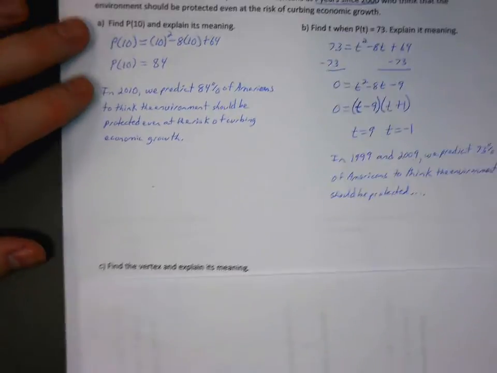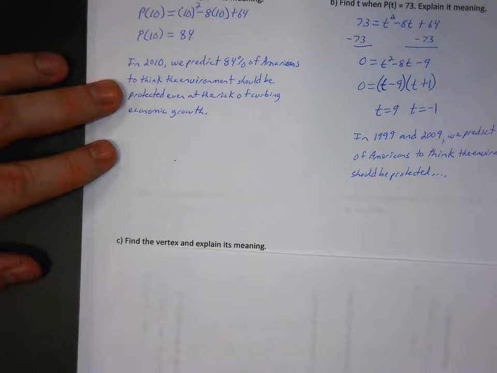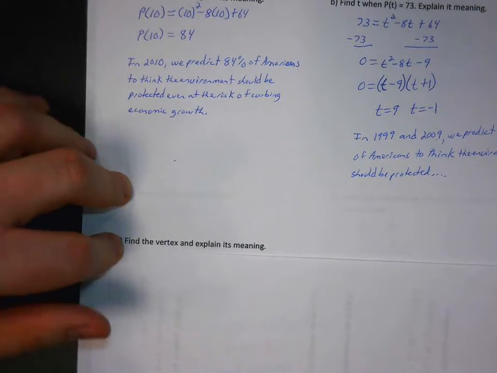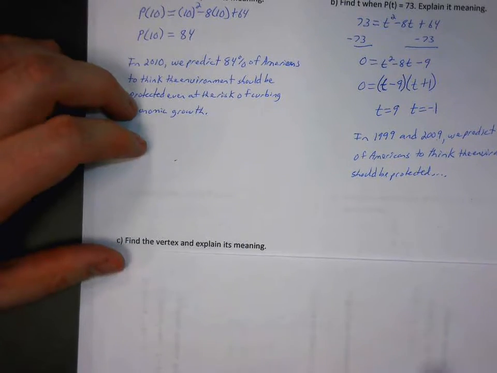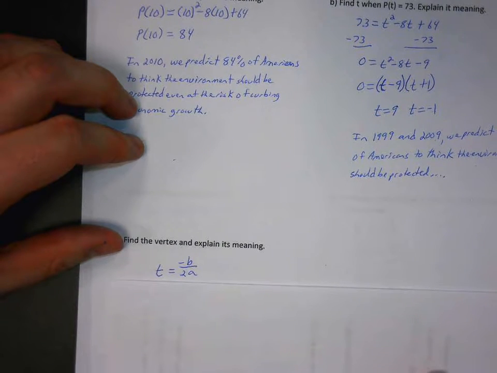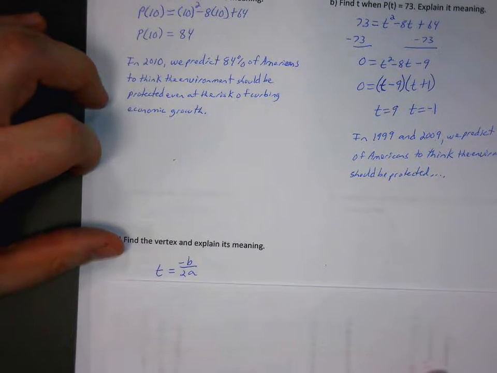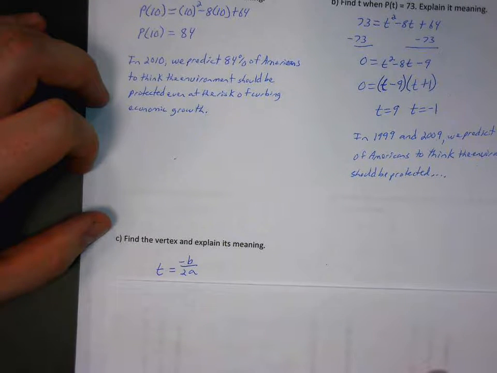Okay, part C, finding the vertex and explaining its meaning. Well, remember the vertex, you find the axis of symmetry first. Okay, so the x value, or in this case the t value, the input is t. So that's t equals negative b over 2a. And again, if you want to take a minute and do this on your own, go ahead. I'm just going to keep on plowing through this though.